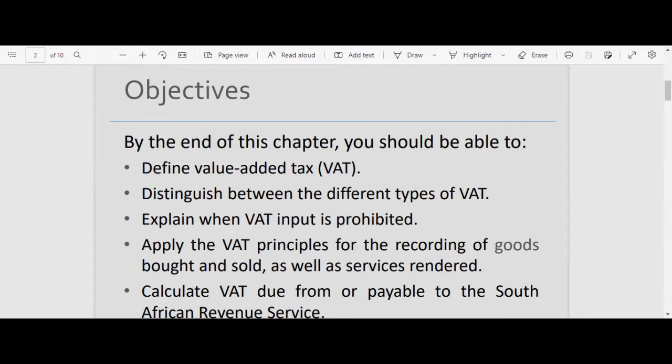Just to say one more time: value added tax is an indirect tax, and then in brackets a transaction tax on the supply, SUPPLY, on the supply of goods and services. Happy?